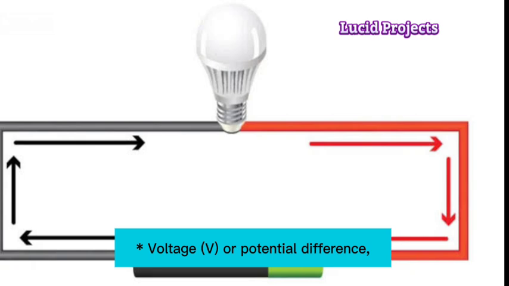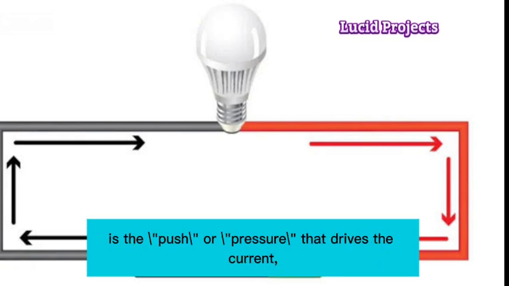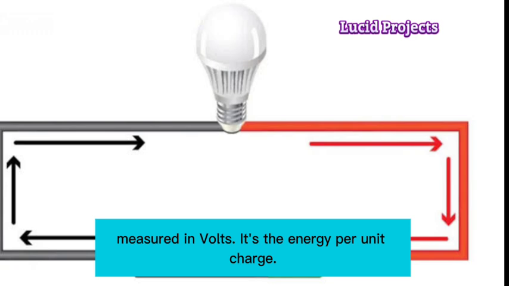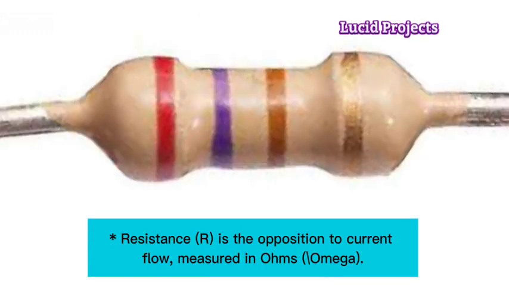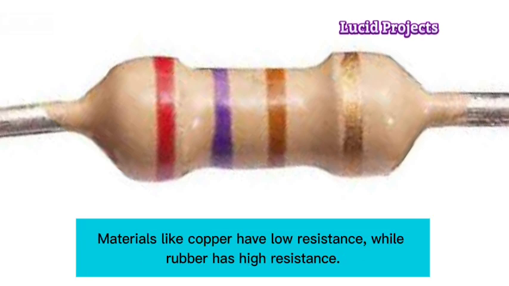Voltage, V, or potential difference, is the push or pressure that drives the current, measured in volts. It's the energy per unit charge. Resistance, R, is the opposition to current flow, measured in ohms, Omega. Materials like copper have low resistance, while rubber has high resistance.